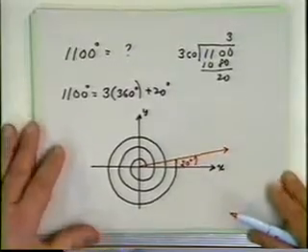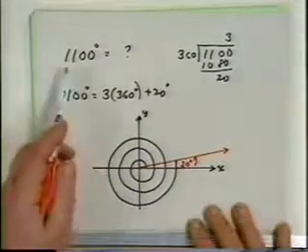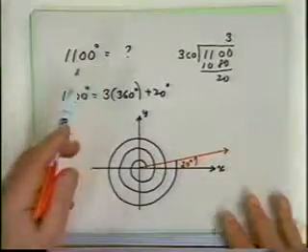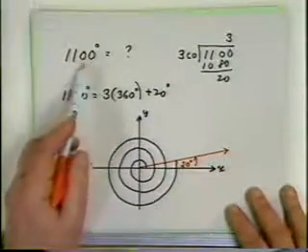But this is quite true in general, and it's something that we should keep a little bit of a handle on just for the sake of completeness here. Suppose you had an 1100-degree angle. How would you draw that? Well, again, what I want you to see is the 1100 degrees.